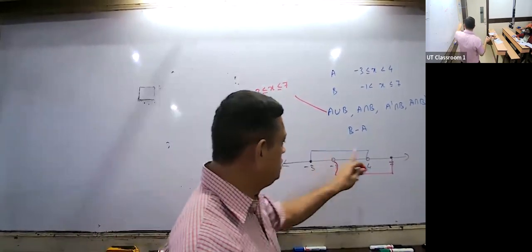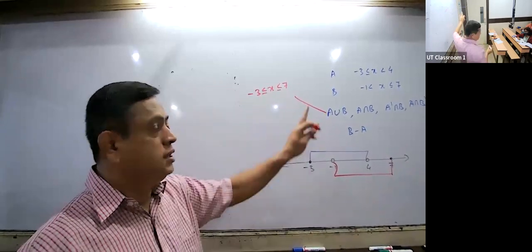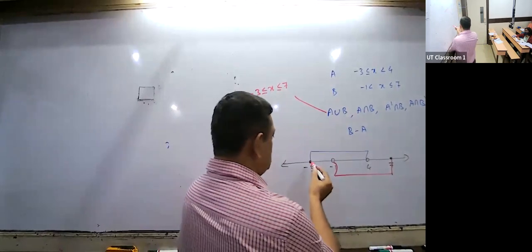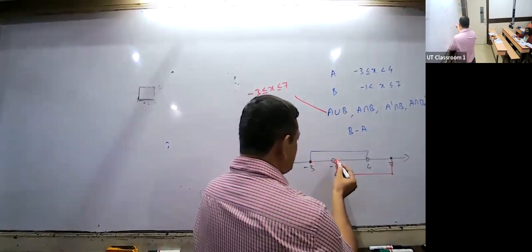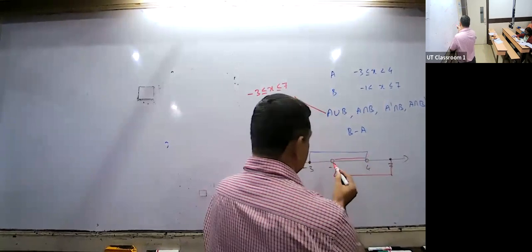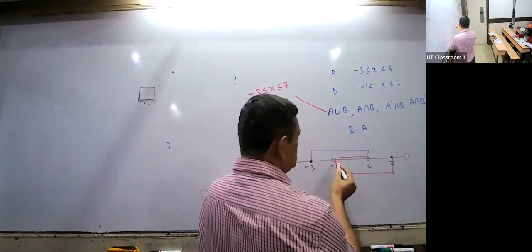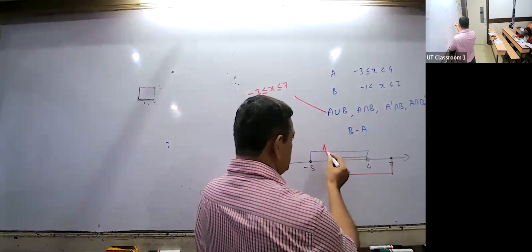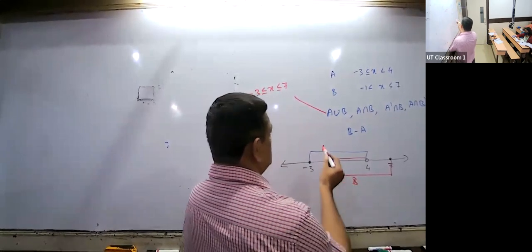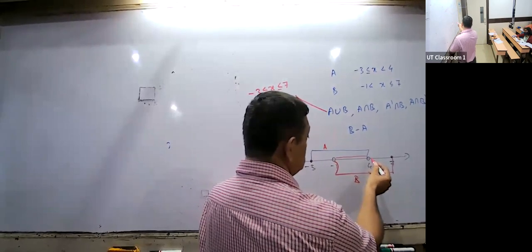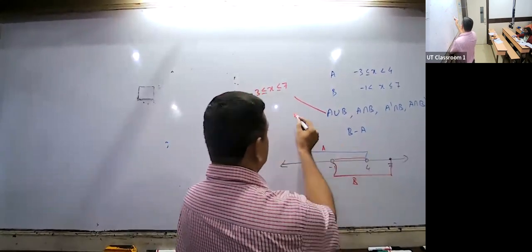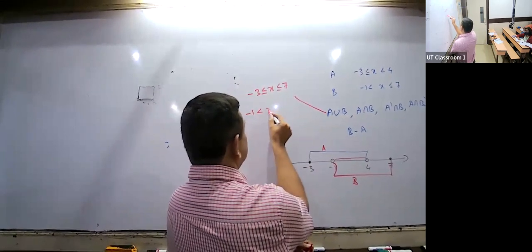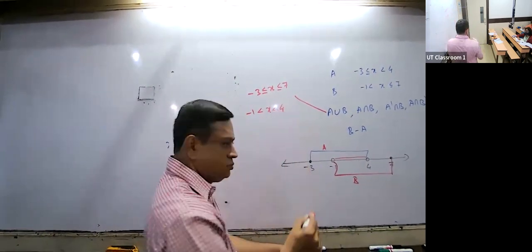Union is from the starting till here, everything. Intersection. What is the meaning of intersection? Common. Look here, this part is not common. This is the common region. Is minus 1 in the common region? No. Minus 1 belongs to A. This is A. Minus 1 does not belong to B. So 4 is in B, whereas 4 is not in A. Therefore, A intersection B comes as minus 1 less than x less than 4.